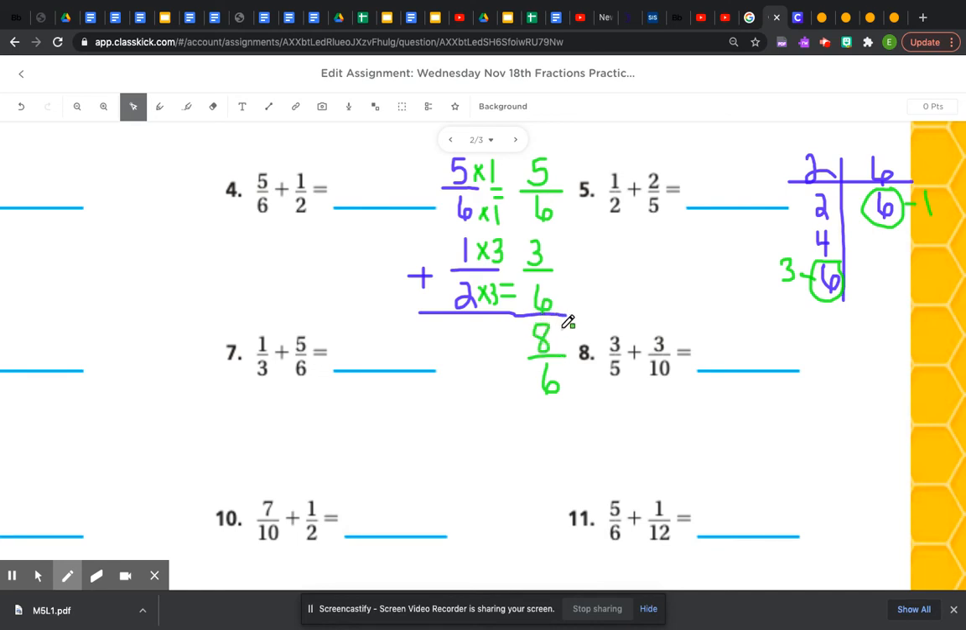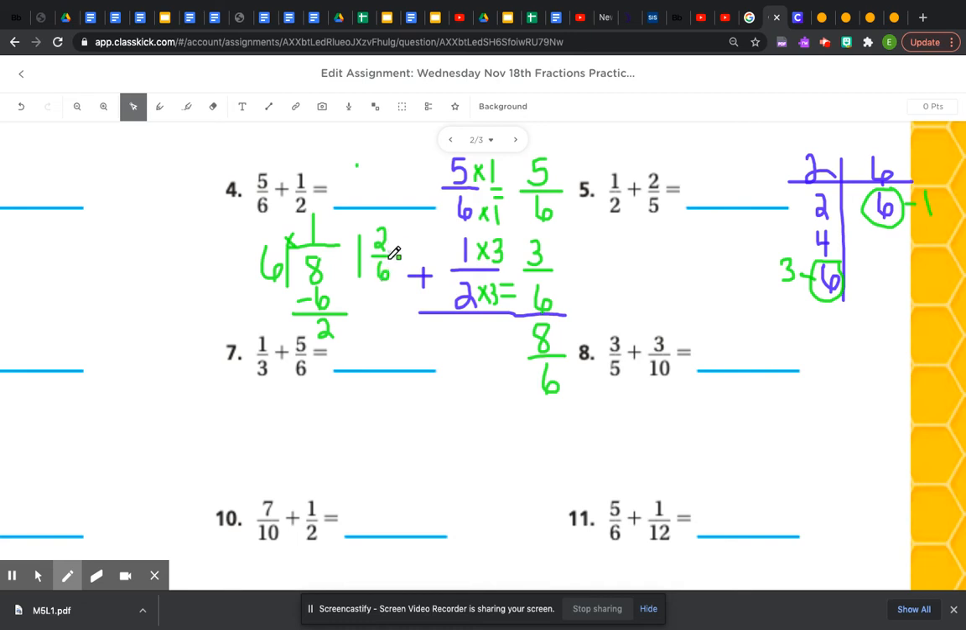Now remember, just like the last problem, this is an improper fraction. I can't leave an improper fraction improper. So I have to turn it into a mixed number. So I do some division. 6 goes into 8 one time. I can make one group of 6 out of 8. 6 times 1 is 6. Then I subtract. 8 minus 6 is 2. So my answer to this is now 1 and 2 over 6.